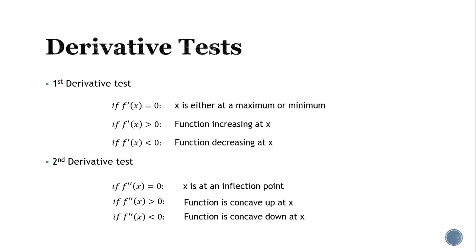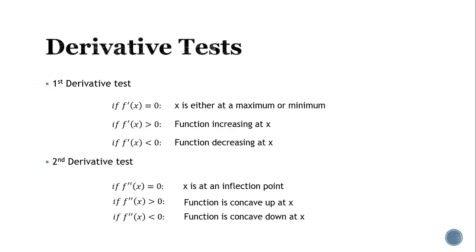So another thing that we use derivatives for in calculus is what I call the derivative tests. And the two derivative tests that I have are the first derivative test and the second derivative test. So in the first derivative test, if you find a place where the first derivative is 0, we are at either a maximum or a minimum for that function, a relative extrema. Now, if you have a first derivative and it's greater than 0, the function is increasing at that value of x. If you plug in x and you get something less than 0, the function is decreasing.